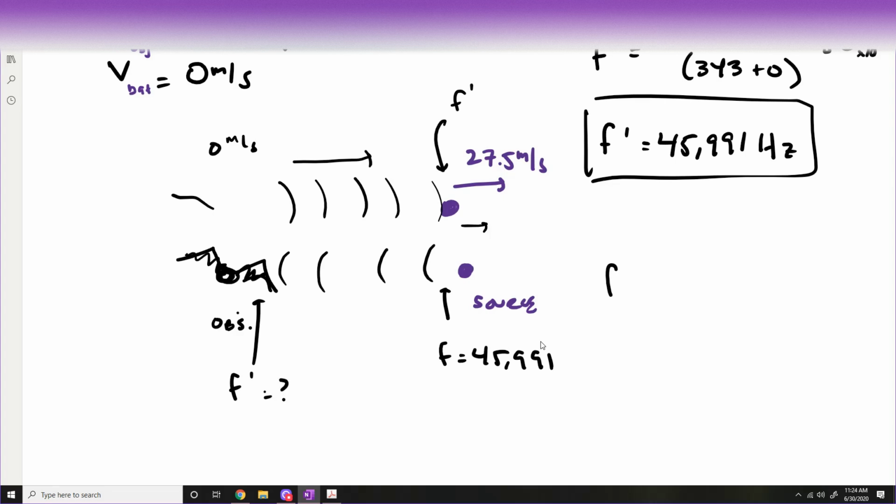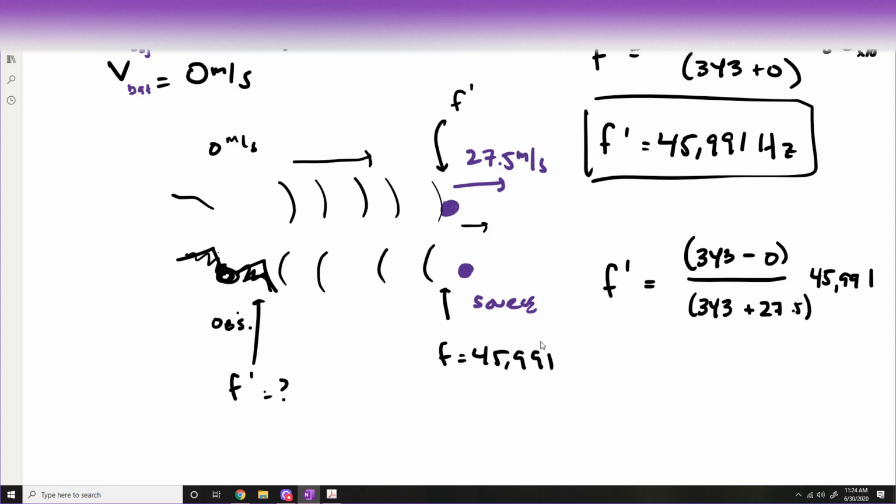So we're going to do the same thing. f prime is equal to 343 minus the observer's speed. The observer is 0, because the bat is not moving. It could be plus or minus, but it doesn't matter because it's 0. Then we have 343, and again we have to decide plus or minus. We're moving away, so the wave crests are going to hit the bat less frequently. That means this has to be a bigger denominator. So again we add 27.5, and that's times this new frequency, 45,991.